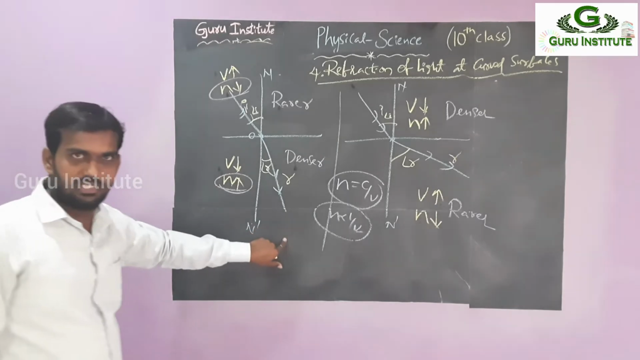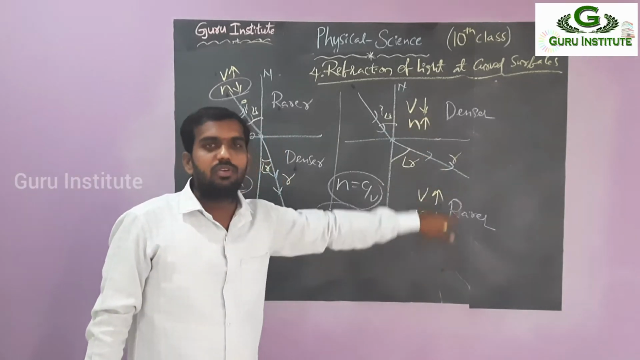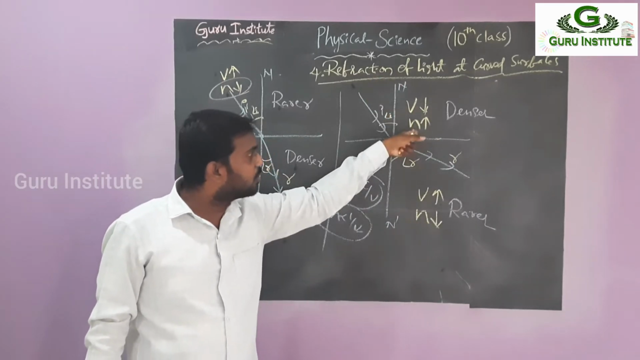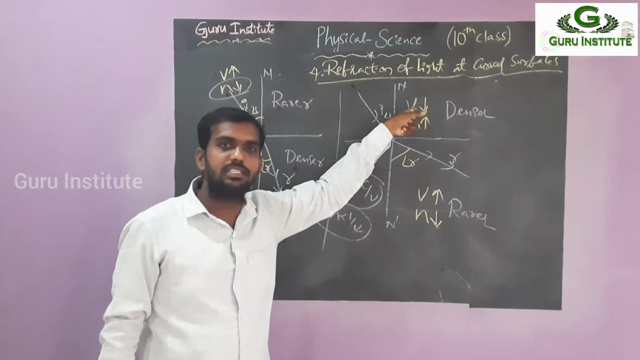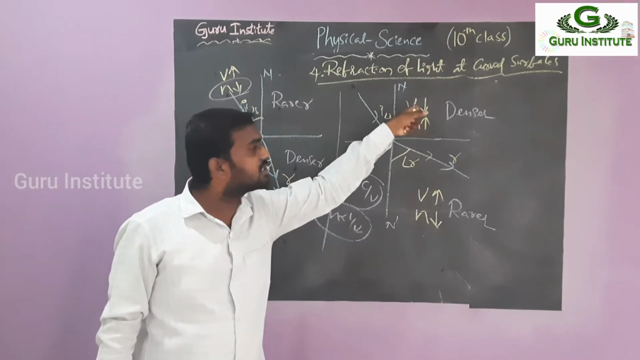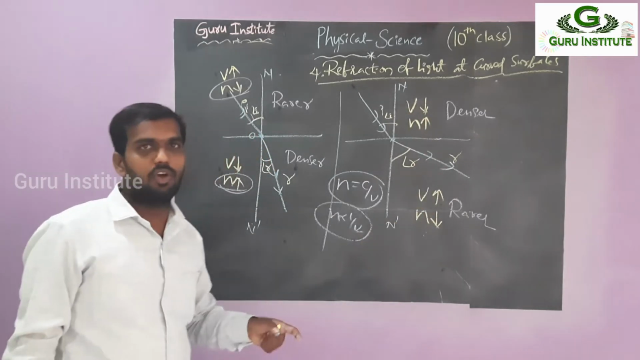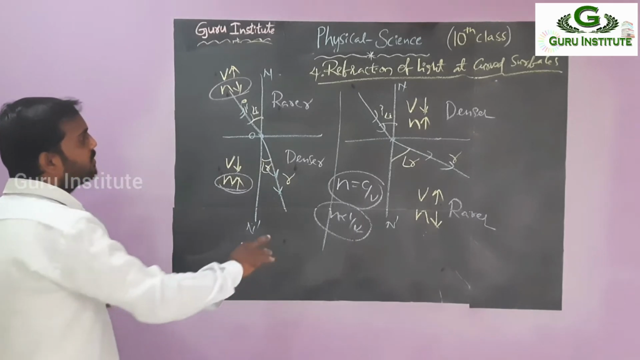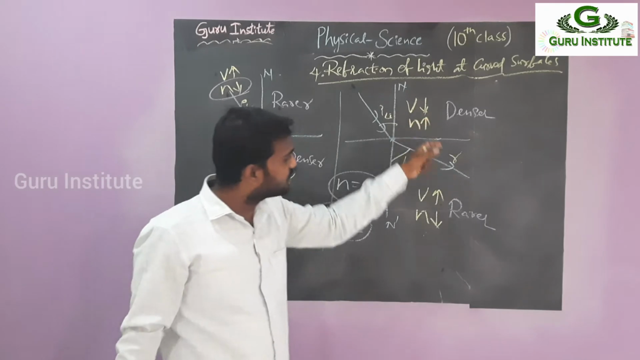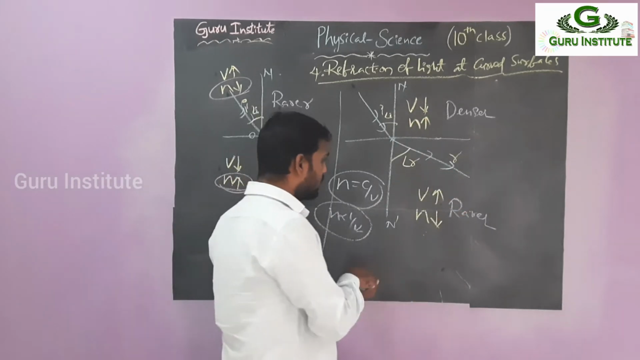Whenever it travels from denser to rarer, denser means refractive index is more, rarer means refractive index is less. So refractive index more means speed of light is less. Refractive index less means speed of light is more. So less speed to more speed, it is bending far away. So this is our topic. Just remember this one: rarer to denser, bending towards. Denser to rarer, bending, that means moving far away. That's it. We have to note down this one.